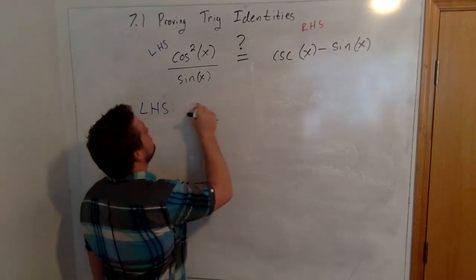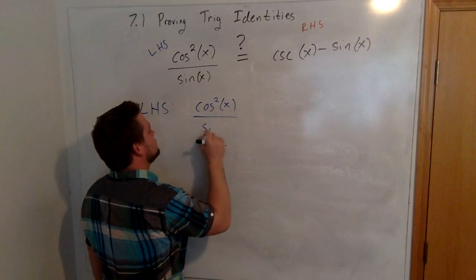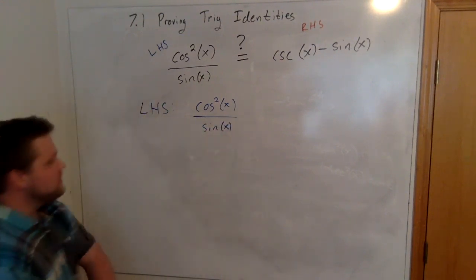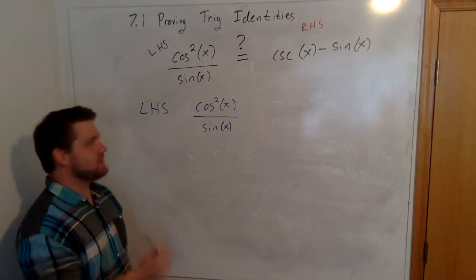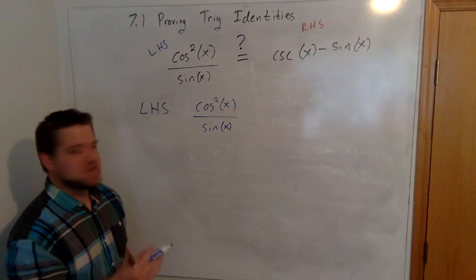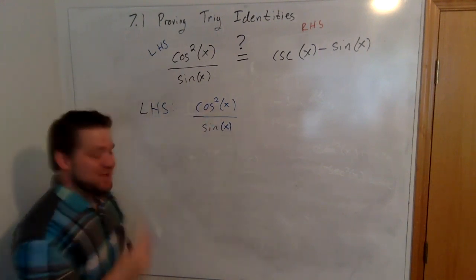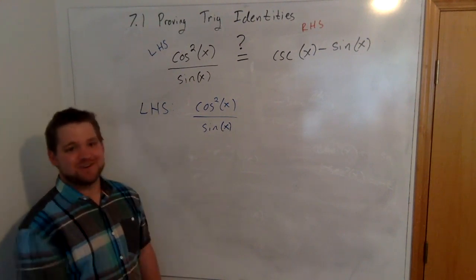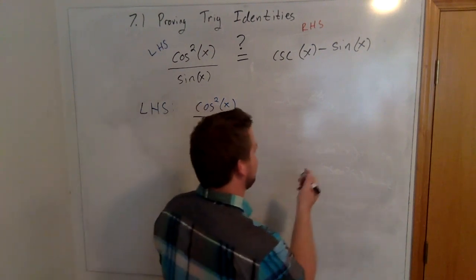So we have a cosine squared of x all over sine of x. Okay, I have to think about something to do to this. What can we do? Well, there's only one thing that's screaming at me to try here. What's yelling at me is I have a trig function being squared. Whenever you see a trig function being squared, you've got to be thinking to yourself, I might want to use a Pythagorean identity. That's exactly what we're going to want to do here.